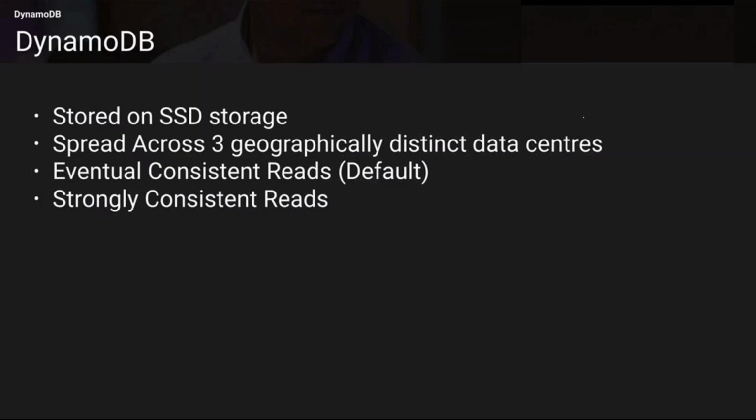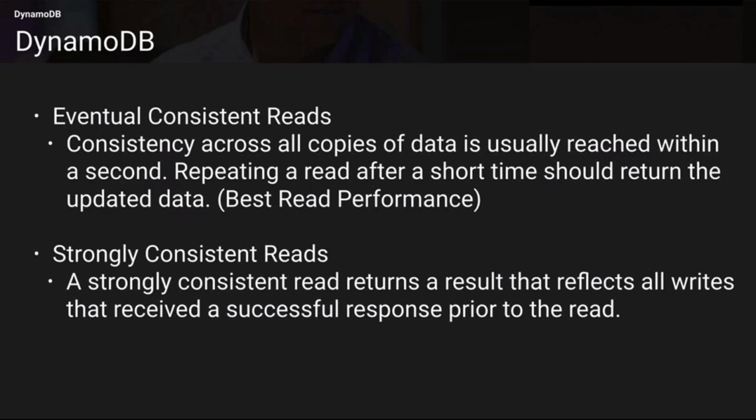Then we have eventually consistent reads and strongly consistent reads. What is the difference between eventually consistent and strongly consistent? As we just learned, DynamoDB automatically creates three different copies of my database. In terms of eventual consistency, whenever I make an update on any of the copies, consistency across all copies of data is usually reached within a second. So it might take a fraction of a second to replicate the changes from one database to another, between one data center and another.